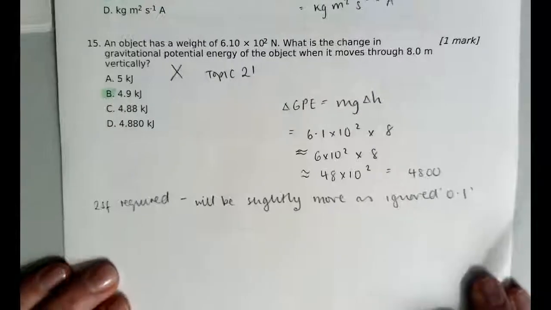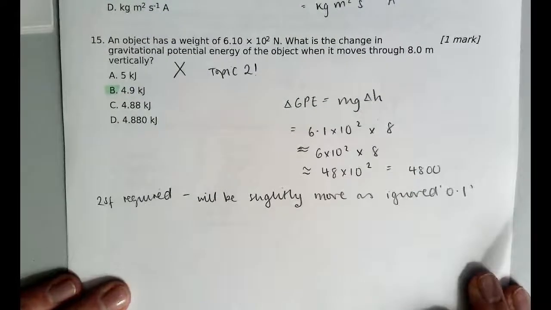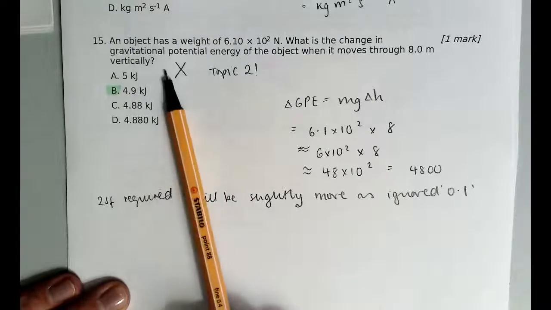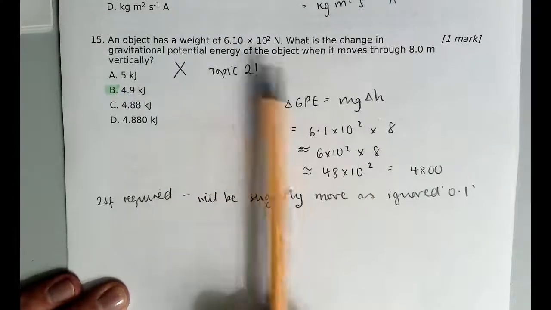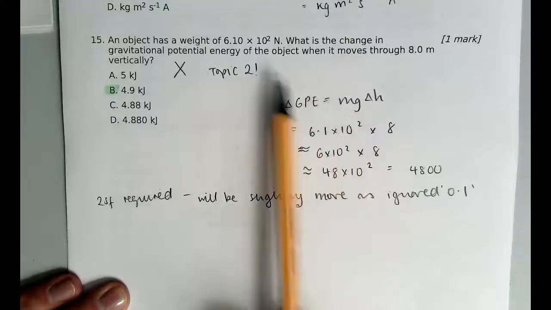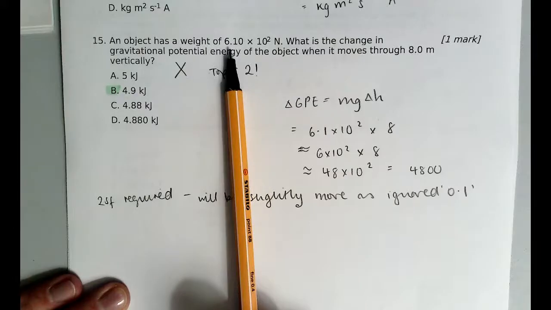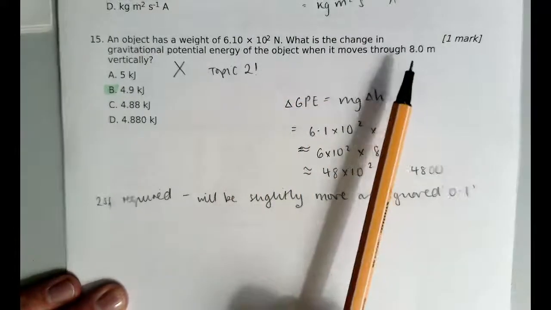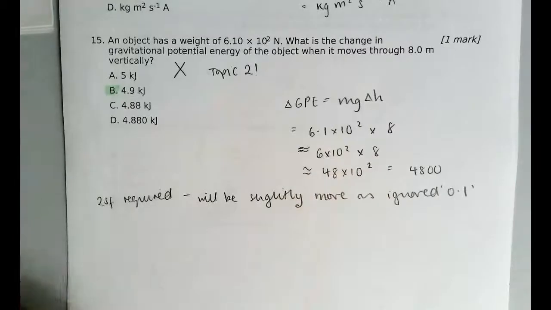15. Now the database that I have for IB questions, its search engine is terrible, and when I search topic 1, sometimes it throws some other random questions in. But anyway, this is about gravitational potential energy. We actually do know that that's equal to mgh. It asks if we have a weight of 6.1 times 10 to the 2 newtons, and it moves through a height of 8 meters. What is the change in energy?